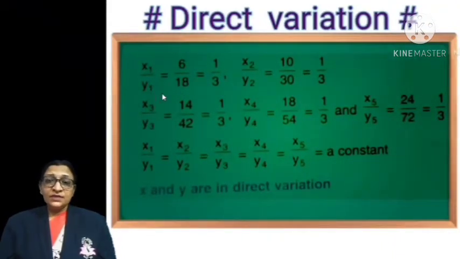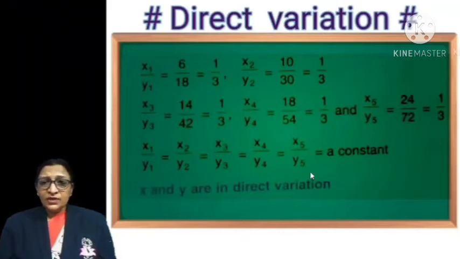x1 upon y1, that is the first case, 6 upon 18 is equal to 1 upon 3 on reducing this ratio in the smallest form. x2 upon y2 is equal to 10 upon 30. Once again, if you reduce this one, you will get 1 upon 3. In the third case, 14 upon 42 also is equal to 1 upon 3. In the fourth case, you can observe here x4 upon y4 is equal to 18 upon 54. This is also 1 upon 3. And lastly, x5 upon y5 is also 24 upon 72, which gives the value 1 by 3.